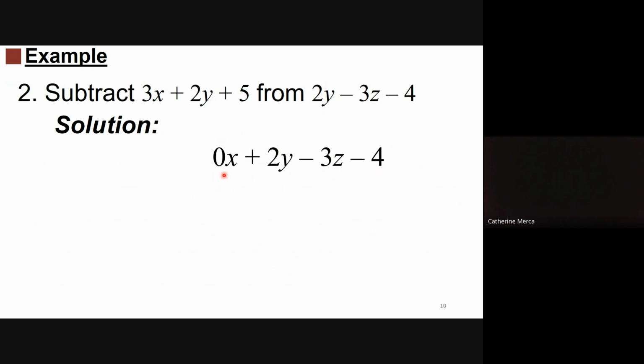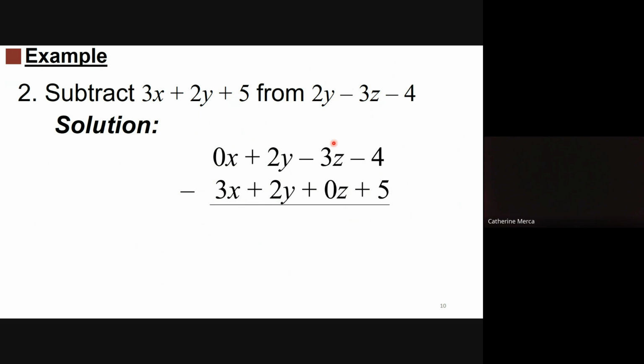And in here you have your 3x, so subtract. I mean to say you have to put a minus sign before 3x plus 2y plus 5. So minus 3x, and this is good for the entire thing. So 2y should be minus 2y when you distribute the minus sign. And then this is minus 0z, and then minus 5.